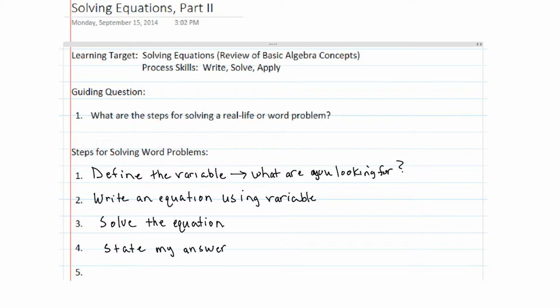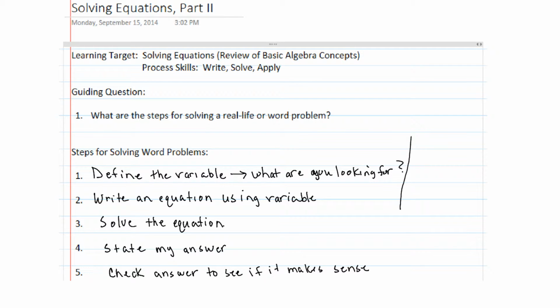And then lastly, you check your answer to see if it makes sense. So the answer that you get, does it make sense for what the problem asked?